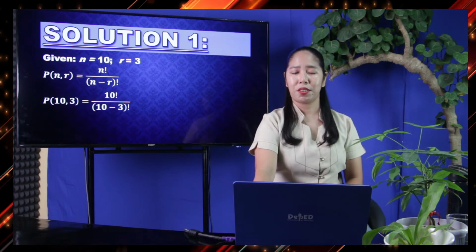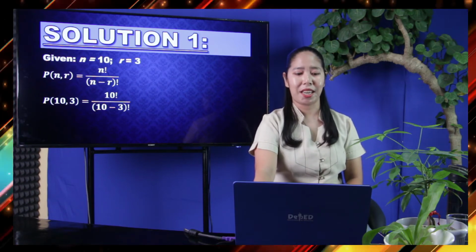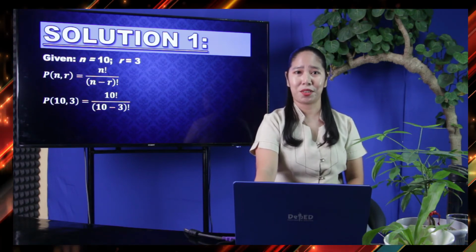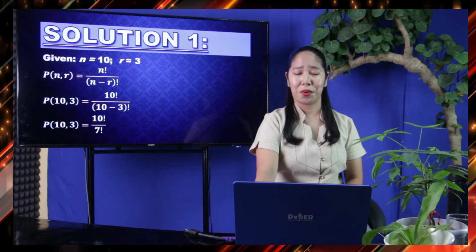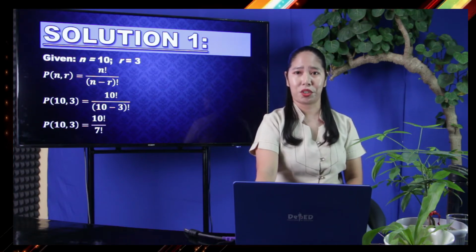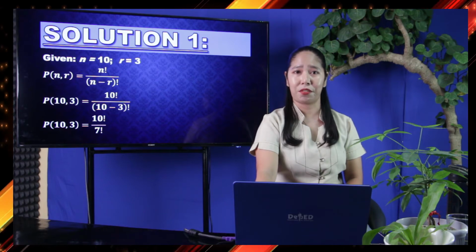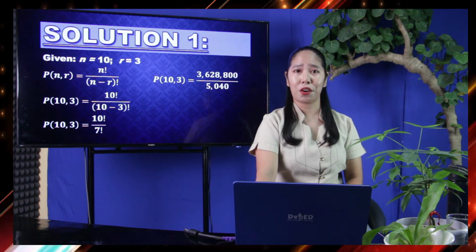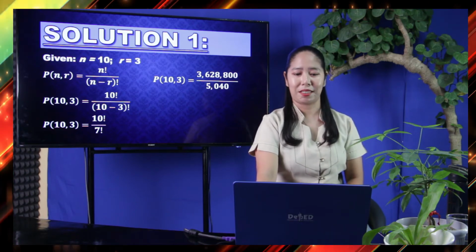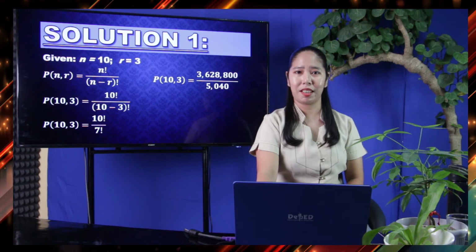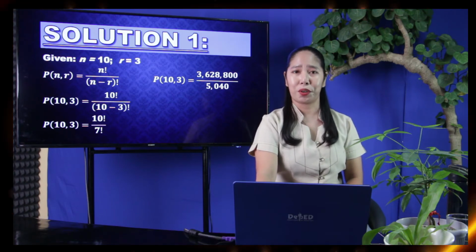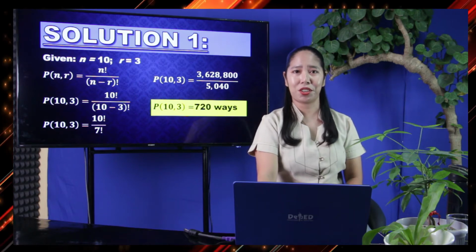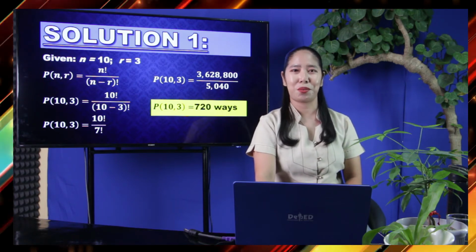So we have permutation of 10 teachers taken 3 at a time is equal to 10 factorial over quantity 10 minus 3 quantity factorial. So we have the permutation of 10 teachers taken 3 at a time is equal to 10 factorial over 7 factorial, which equals 3,628,800 over 5,040. Therefore, the permutation of 10 teachers taken 3 at a time equals 720.